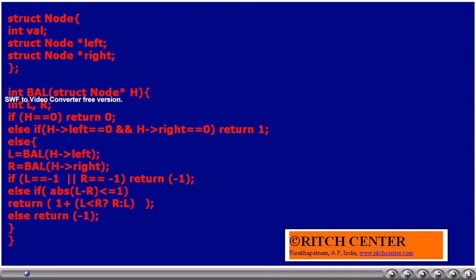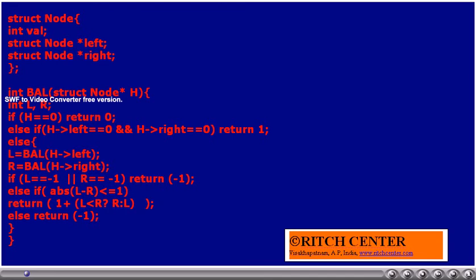If the difference between these two is -1, 0 or 1, then it returns the largest height of the left and right subtrees plus 1. Otherwise, that is, if the left subtree and right subtree height difference is not between +1 and -1, then the function returns -1, indicating that that portion of the tree does not have the balance.